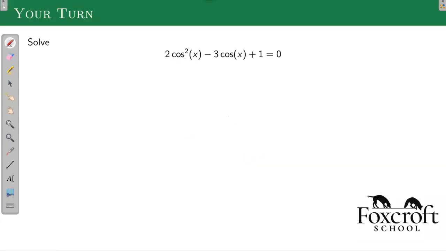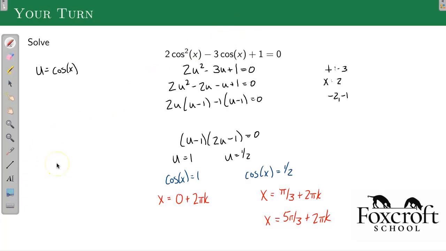Here's one for you to try on your own. You should have a basic idea of the steps. Just be careful along the way, solving your quadratic, solving your trig equations. I'm going to write down the answer. I'll show you the answer in 3, 2, 1. And here's the final answer I came up with.